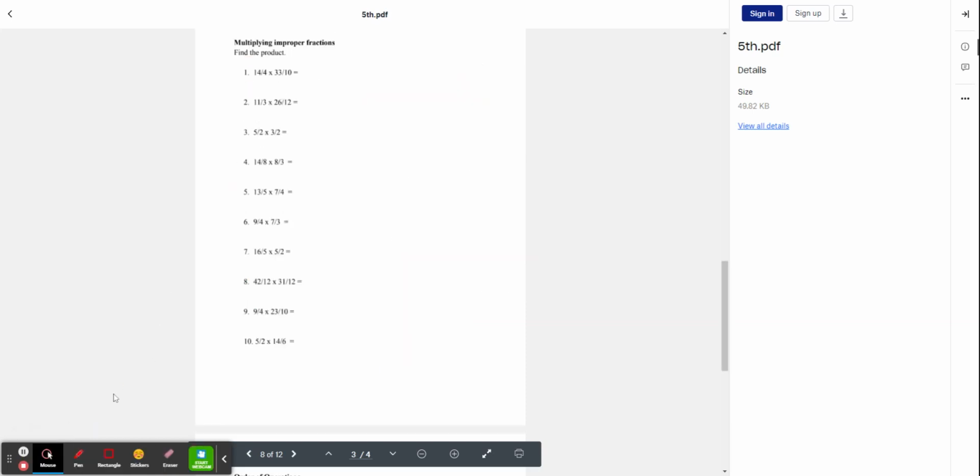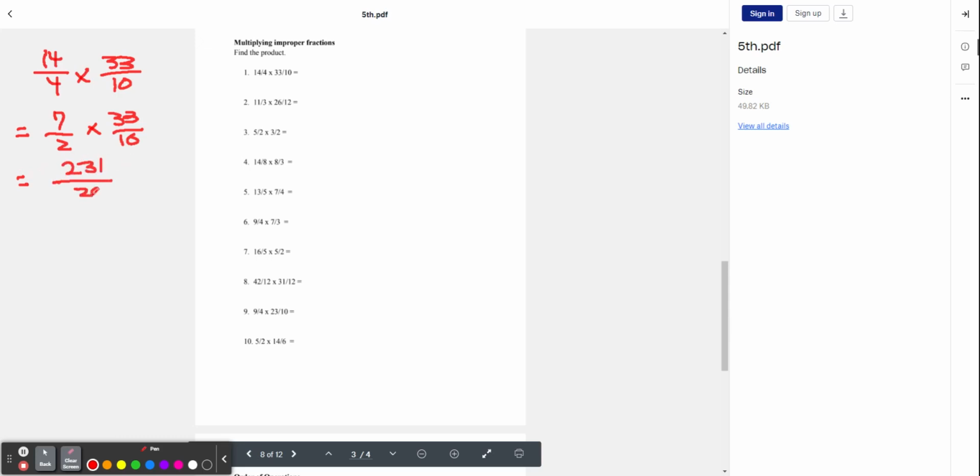Now we're going to multiply improper fractions. So let's try 1. 14 over 4 times 33 over 10. Before we multiply, we can simplify this fraction by dividing 14 and 4 by 2. When we do that, we get 7 over 2 times 33 over 10. We multiply, we get 231 over 20.